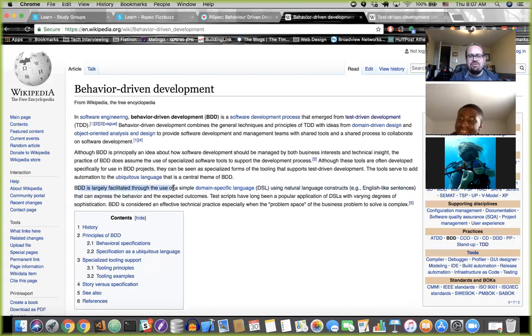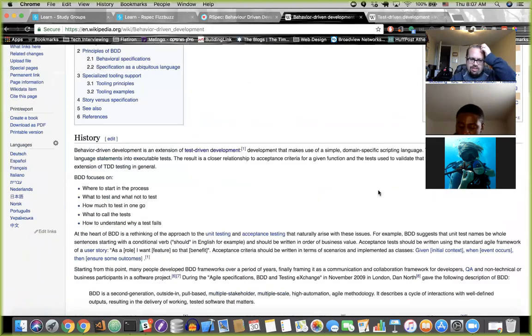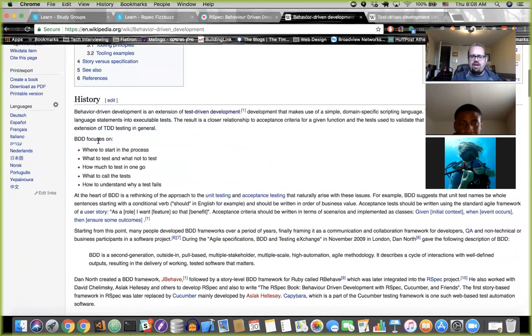BDD is largely facilitated through the use of a simple domain-specific language using natural language constructs, like English-like sentences. So what's really cool about behavior-driven development is that when you're building your test cases, you're using sentences. You're actually writing it as how you would say it, and that's pretty awesome. BDD focuses on where to start in the process, what to test and what not to test, how much to test in one go, what to call the test, and how to understand why a test fails.